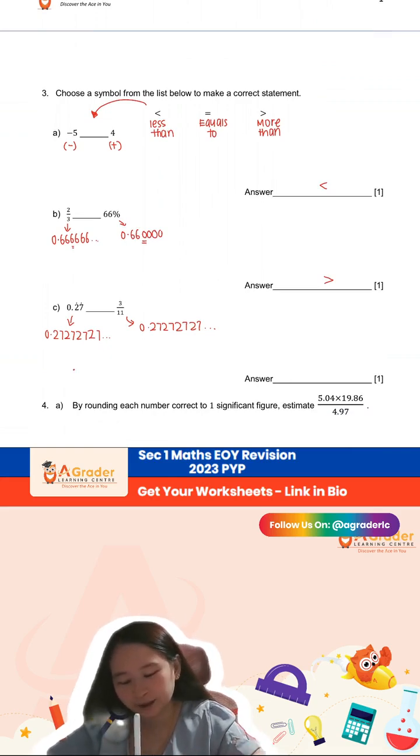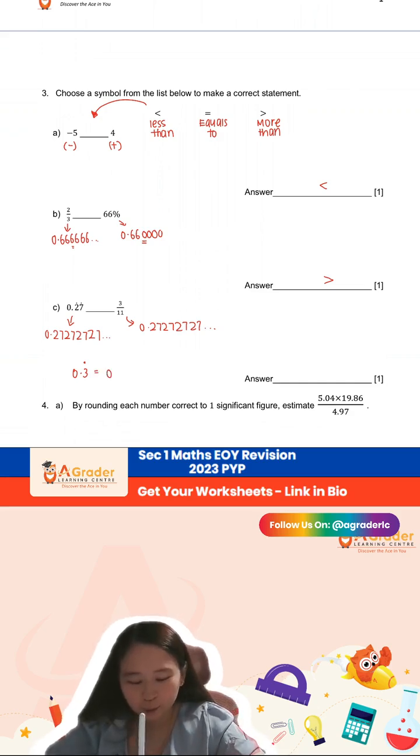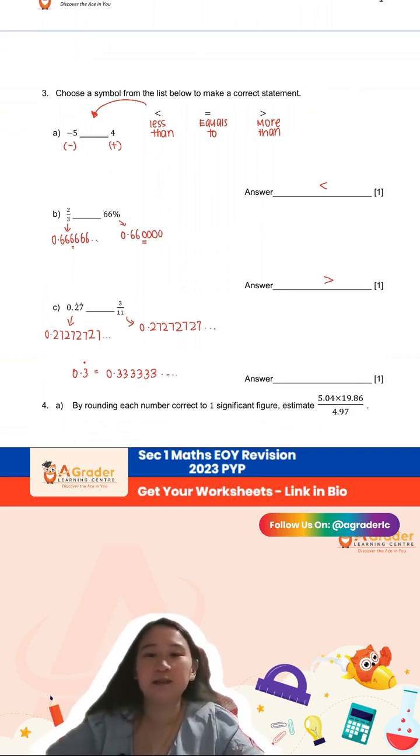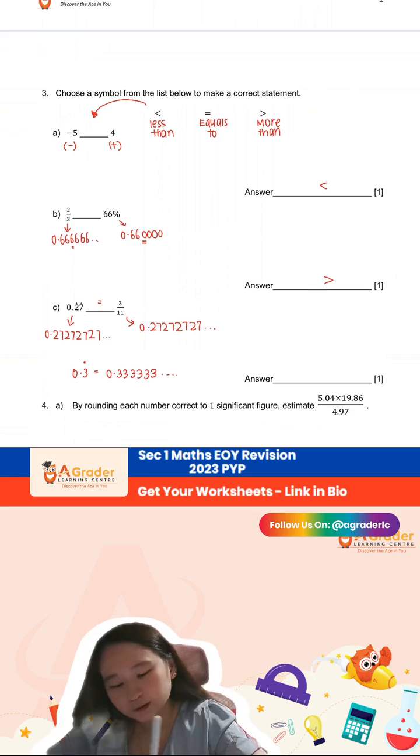Like let's say if I have 0.3 with a dot on top of the 3, it means 0.3333333, never ending 3. Yep, it's okay. You'll learn this in Sec 1. Okay, so this is equals to.